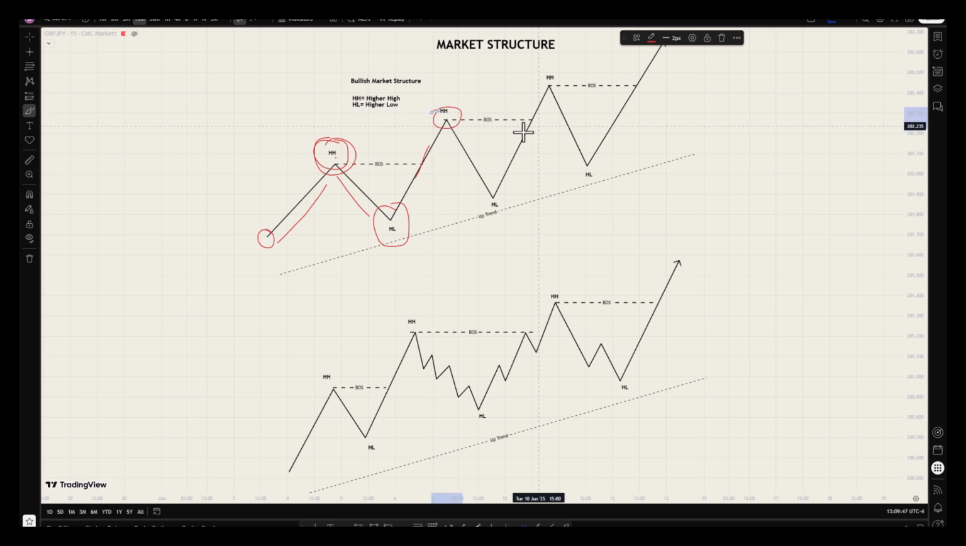So we see price making a higher high. Then we see another higher low, which failed to take out this low. And then we see price creating another higher high, which is higher than this high. And price will create another higher low.